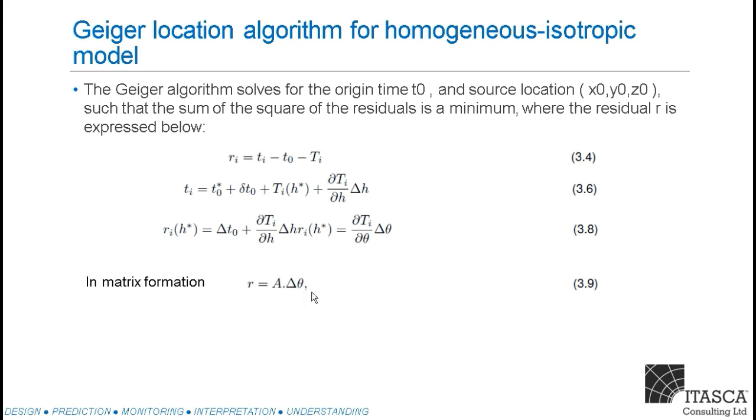So the Geiger location algorithm uses singular value decomposition to calculate delta theta based on the travel time residuals, the matrix, and the given initial value. The algorithm iteratively updates theta, starting from the original value, until it converges. After it converges, the location method is finished. So this is the theory, and let's see how it works in InSite.